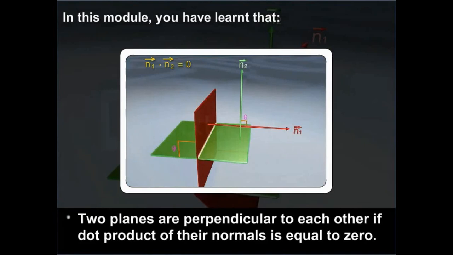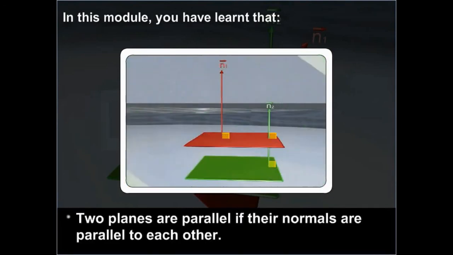Two planes are perpendicular to each other if the dot product of their normals is equal to 0. Two planes are parallel if their normals are parallel to each other.